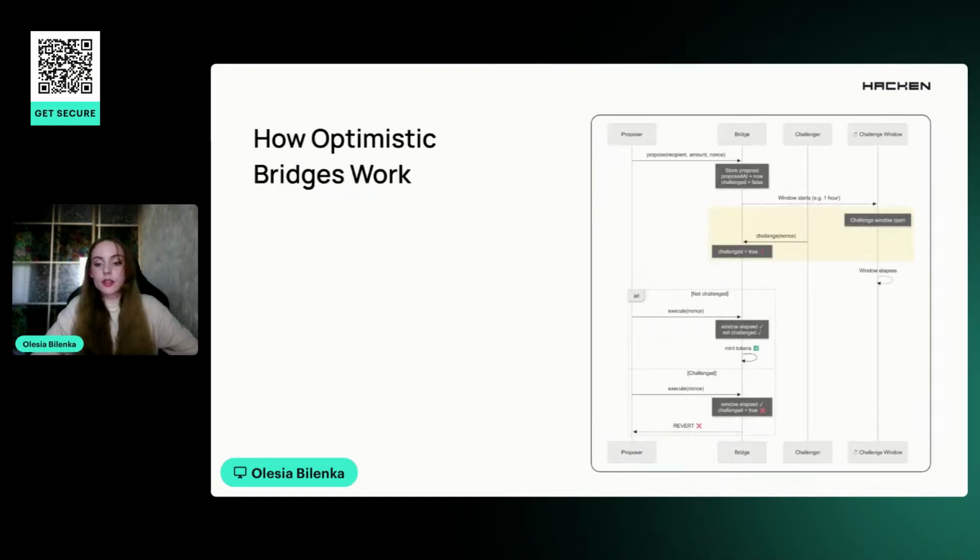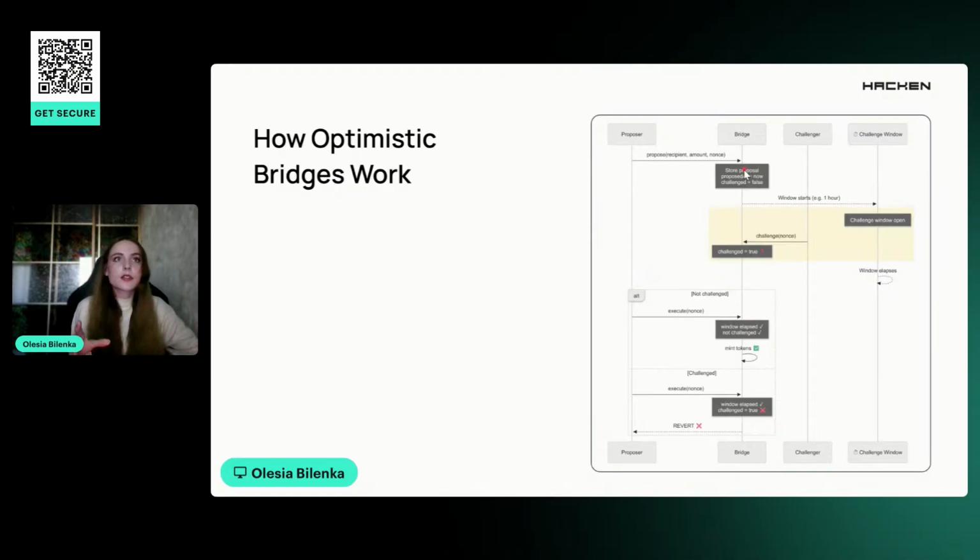And the last trust model is optimistic bridges. It's completely different from everything we've seen. There are no signatures here, no oracles, no validator set. Instead, we have game theory here. So anyone can do a proposal of a cross-chain message.